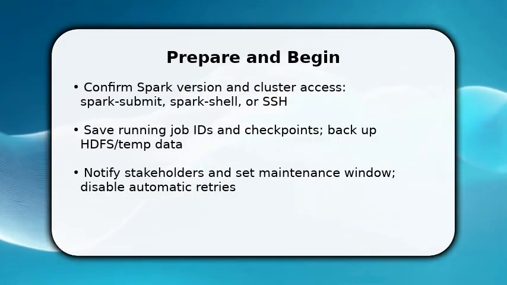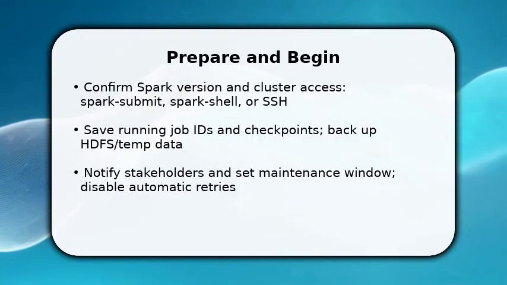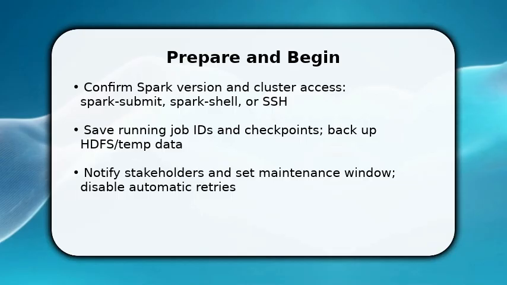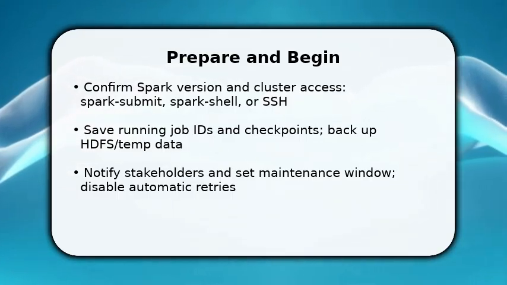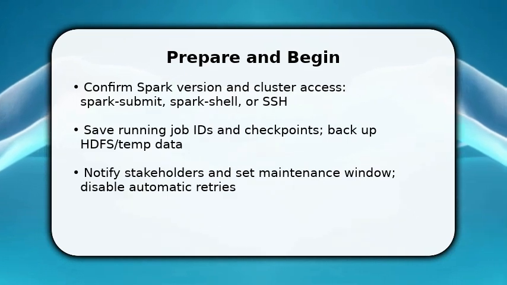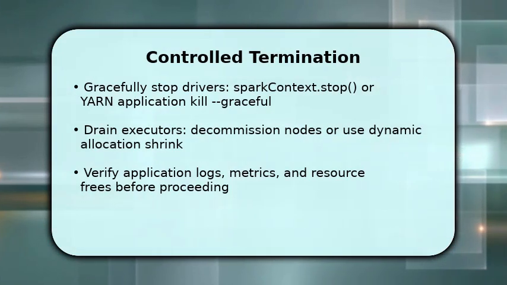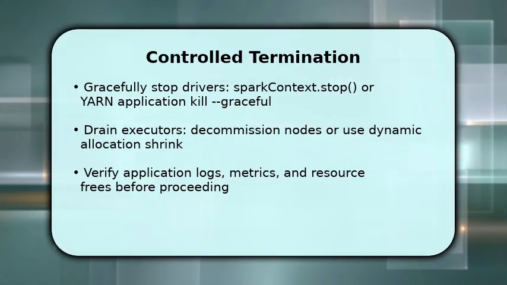Make a quick backup of HDFS and temp directories. Even a partial snapshot saves hours. Notify stakeholders and set a maintenance window so automated restarts won't interfere. Then, disable automatic retries to prevent jobs from spinning back up while you proceed with controlled termination in the next step. You now perform a controlled shutdown to avoid data loss and inconsistent state.